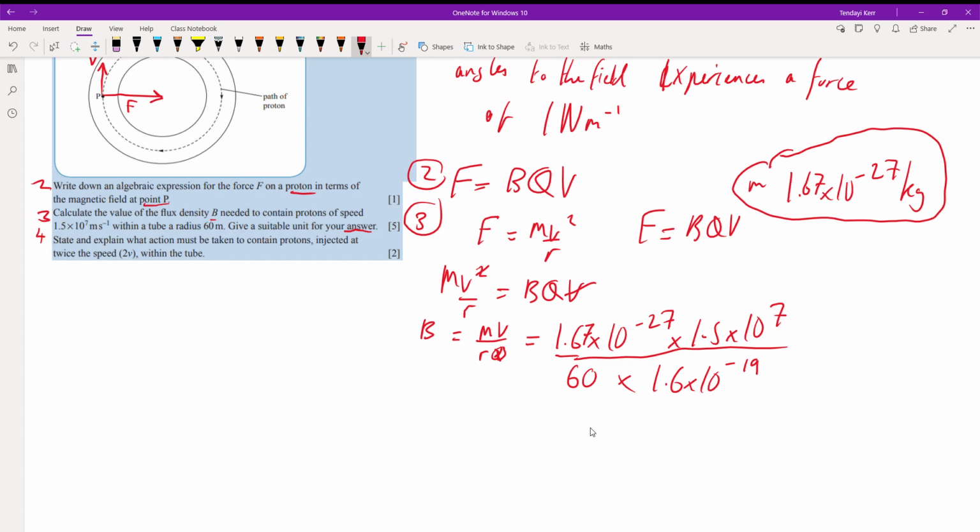So what we need to do is just put that onto the calculator, give the unit, give it to an appropriate number of significant figures, and then we'll get the answer. So putting that into the calculator, we get the 2 significant figures. B is equal to 2.6 times 10 to the minus 3 Tesla.